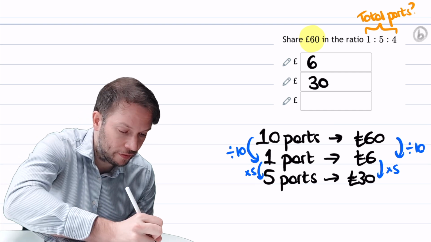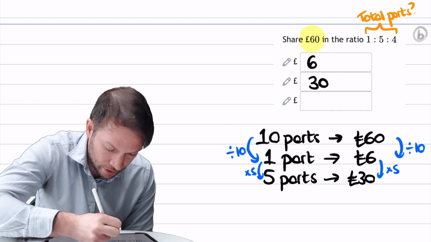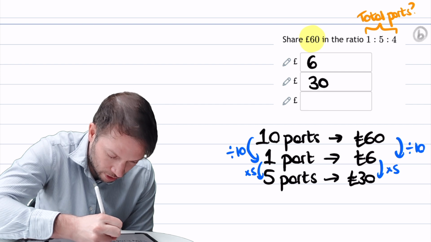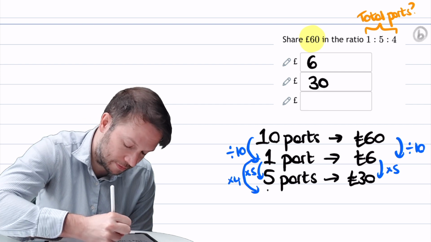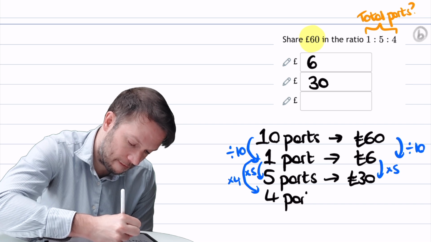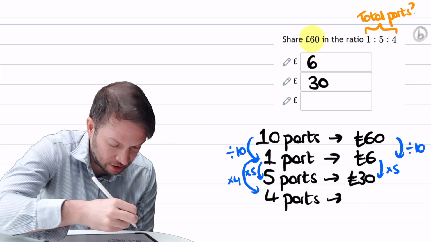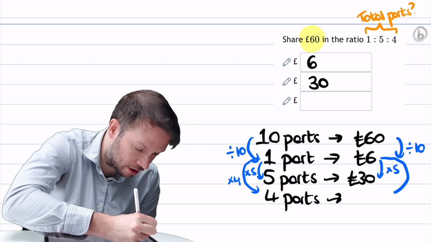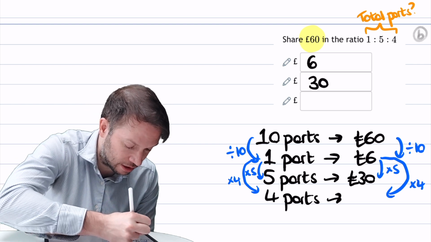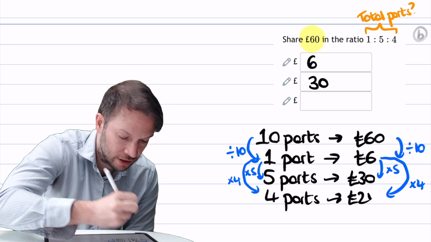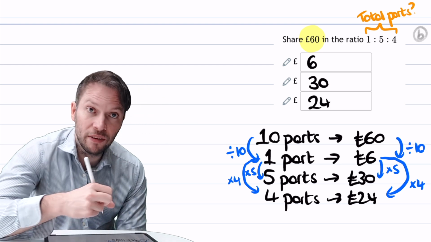And then finally, what's 4 parts worth? Well, if we multiply the 1 part by 4, that gives us 4 parts. So if we times that £6 for 1 part by 4, that gets us what 4 parts is worth. So 6 times 4 is £24. So the last person gets £24.